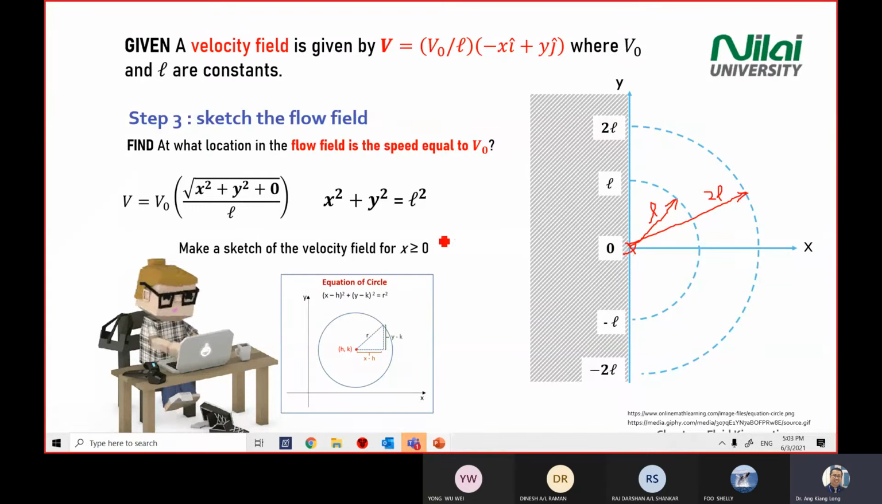Okay. We just develop based on our understanding. This is a general equation of the circle. We expand this one into this shape. So we draw a half circle because we only need to consider positive x. So we have x, L, and 2L.